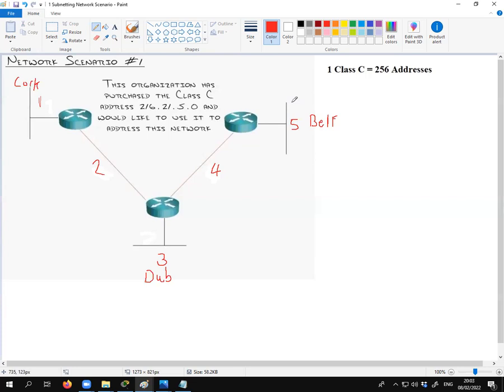So we have one Class C network with 256 addresses. That doesn't satisfy the requirement here. We need to take this one Class C network and divide it into at least 5 subnets. Does that make sense? 1, 2, 3, 4, 5. Every interface on a router has to be a member of a different network.